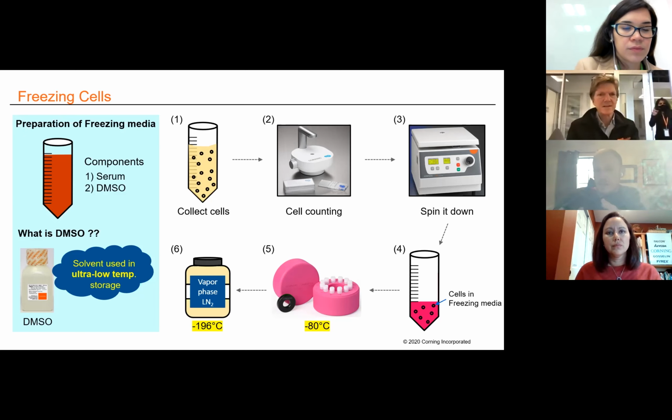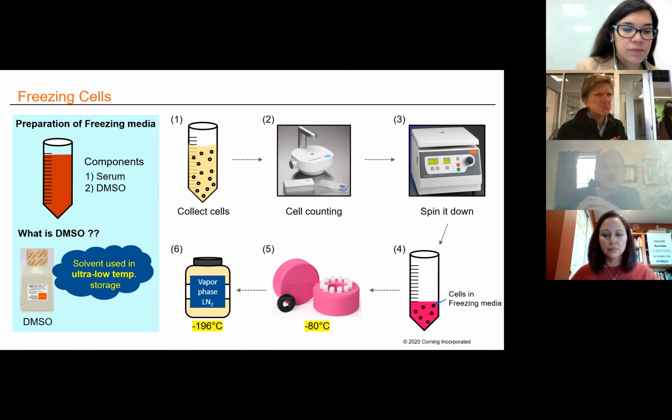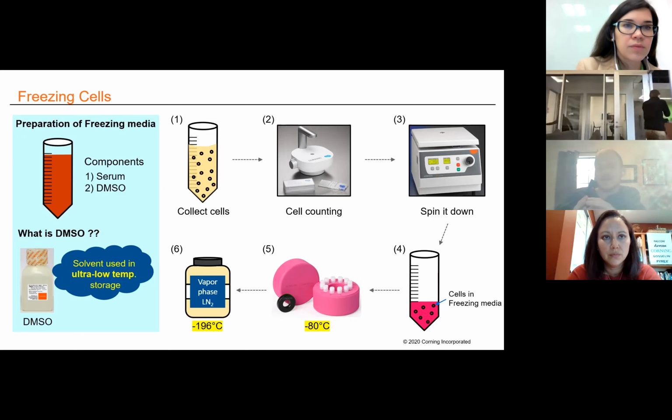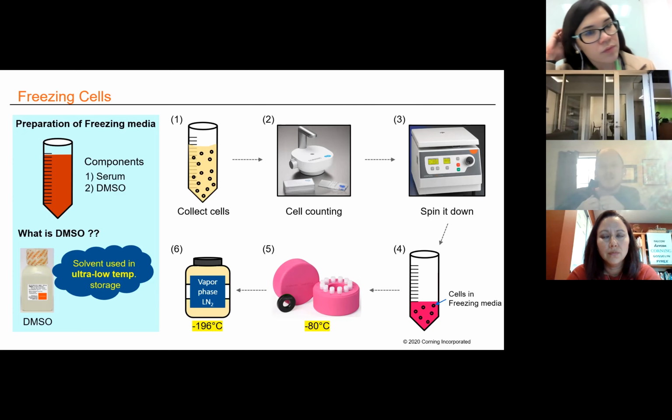You usually do that in a -80 degree freezer, and then transfer them a day or so later into vapor phase liquid nitrogen. That's used for long-term storage, so that low temperature, -196 degrees Celsius, is ideal for long-term storage to, again, slow down the biology and make sure that you maintain the cells in the same state in which you froze them.